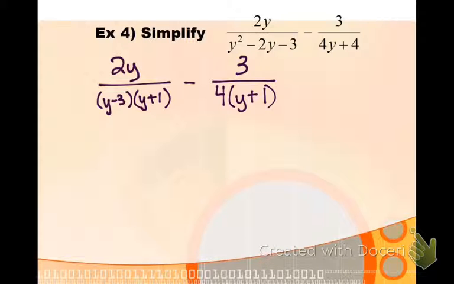Now we need to compare so that we can even up our denominators and make them the same. What is the first denominator going to be missing? A 4. So we also multiply it to the numerator. What is the second fraction missing? Y minus 3. So we multiply that to the numerator and the denominator.